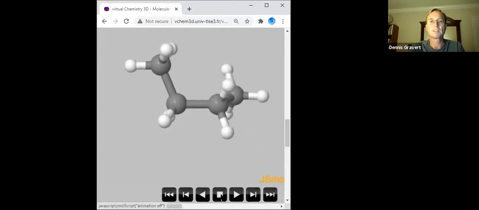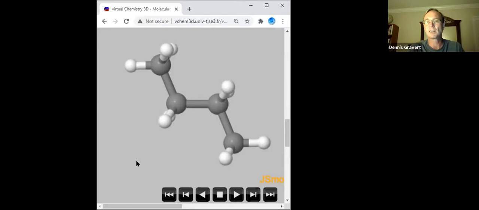If I stop it, I didn't stop it. Try again. There we go. We can stop the rotation here, take a little look, and that's the most stable shape, the most stable conformation for butane.